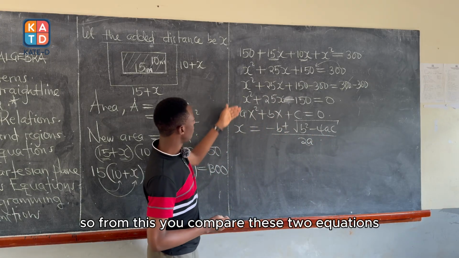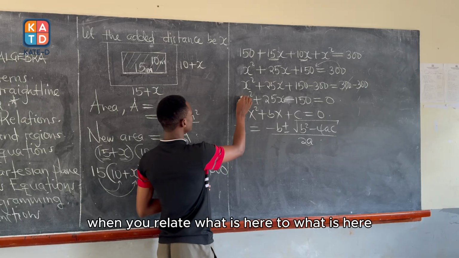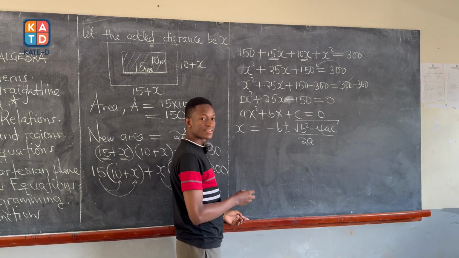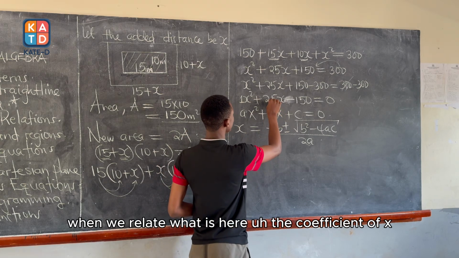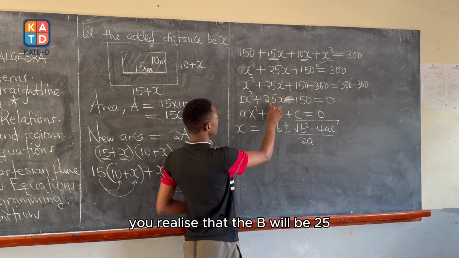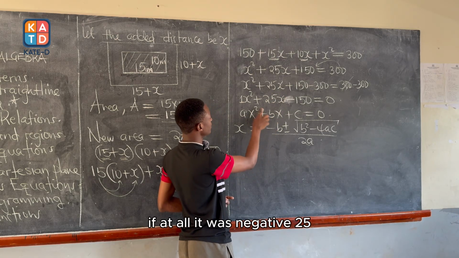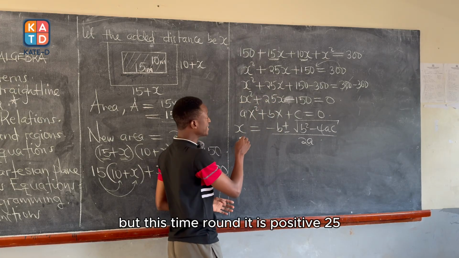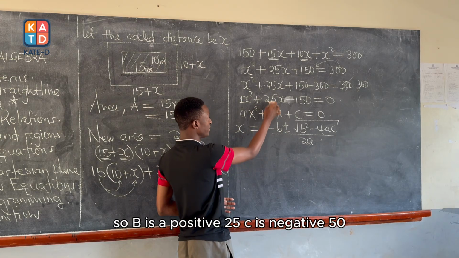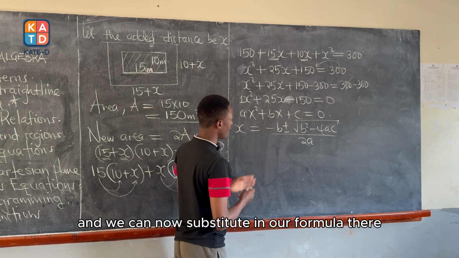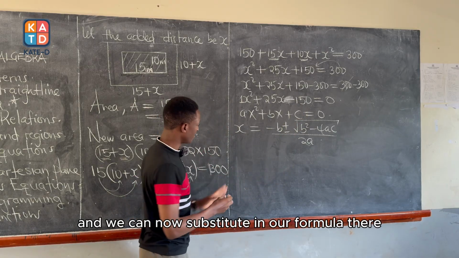So from this, you compare the two equations. When you relate what is here to what is here, a will be 1. When we relate the coefficient of x, you realize that b will be 25. If it was negative 25, then b would be negative 25. But this time round, it is positive 25, so b is a positive 25. c is negative 150, and we can now substitute in our formula.